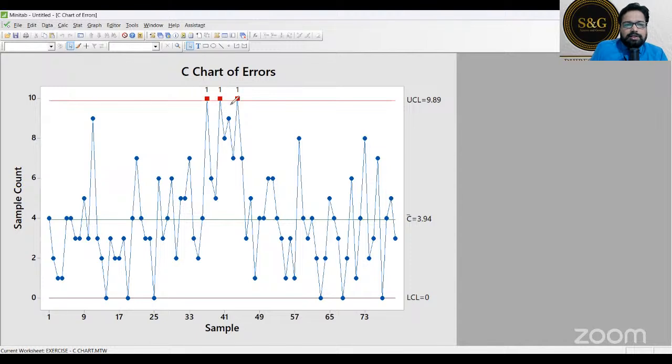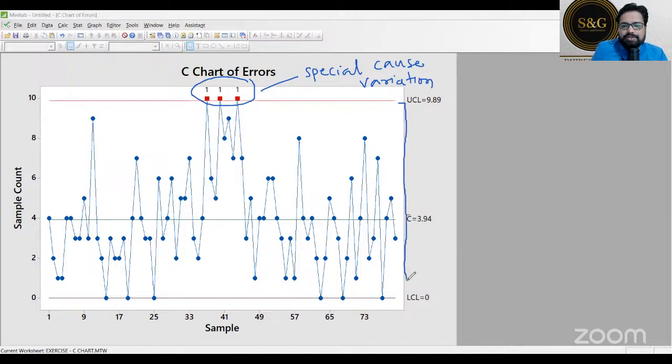Now, any data which is going beyond the control limit. Now, there are 3 data points you can see in red. They are called special cause of variation. Write this down. And the data points between these 2 lines, between the upper and lower control limits, this is called common cause variation. Special cause variation and common cause variation. Whenever there is a special cause variation present, the process is not stable. Here you can see special cause. There are red dots on the chart. That means the process is not stable.